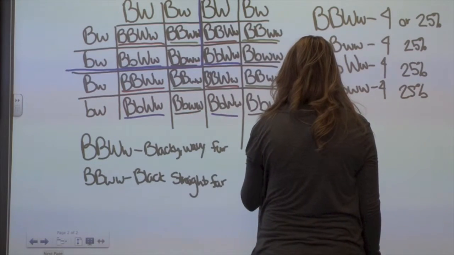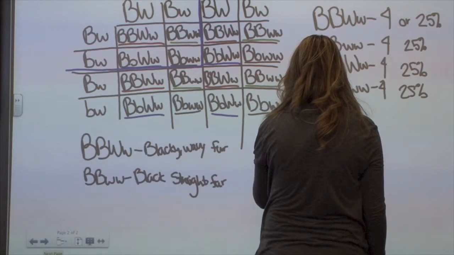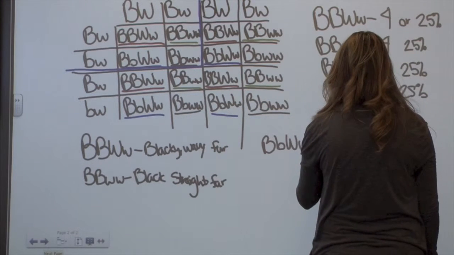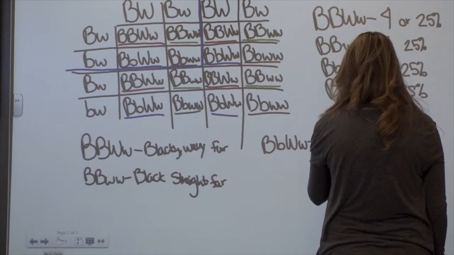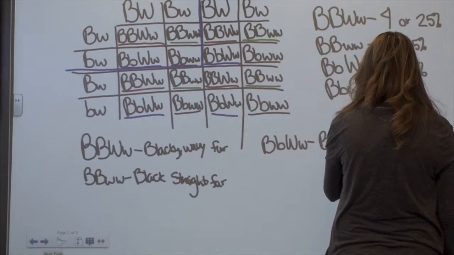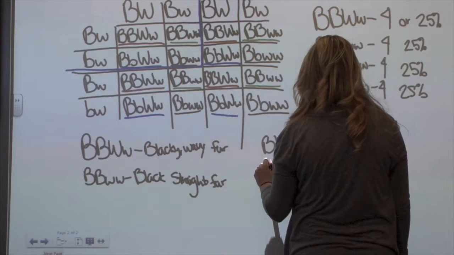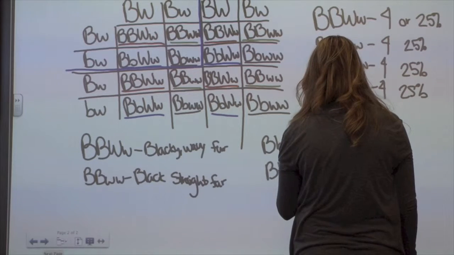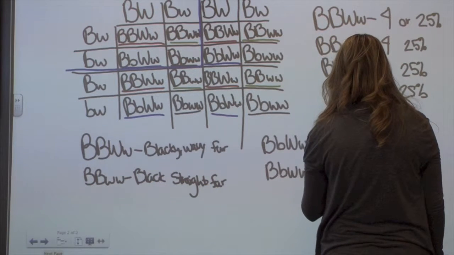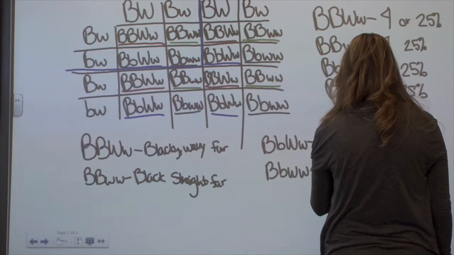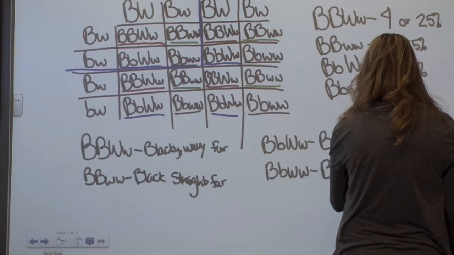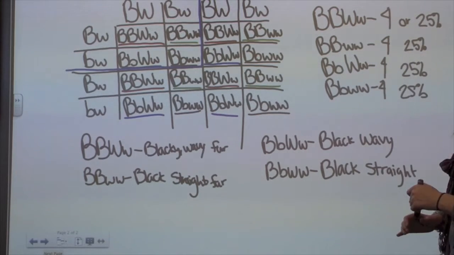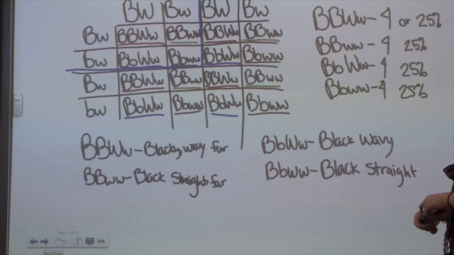For big B, little b, large W, small w, now we're heterozygous for the dominant gene, so it's still going to be black, and it's going to be wavy. And then big B, little b, little w, little w is going to give us black, straight. And that is how to do a dihybrid cross and use a Punnett square.